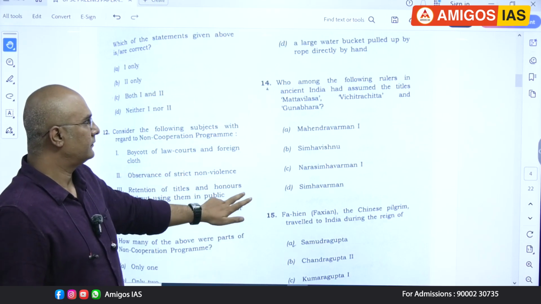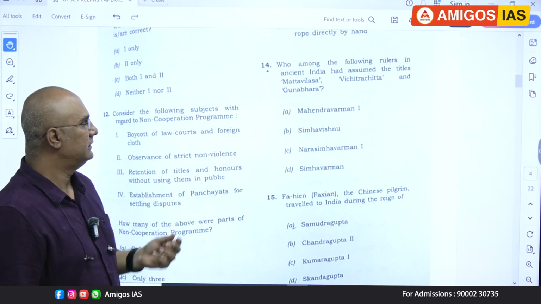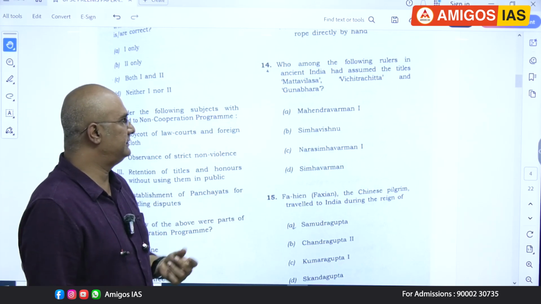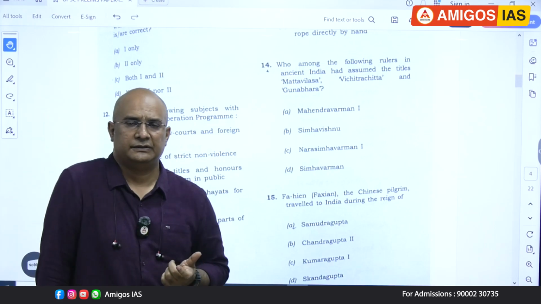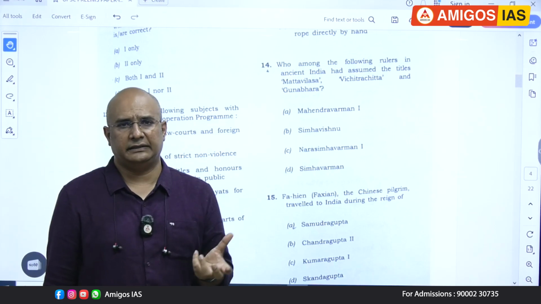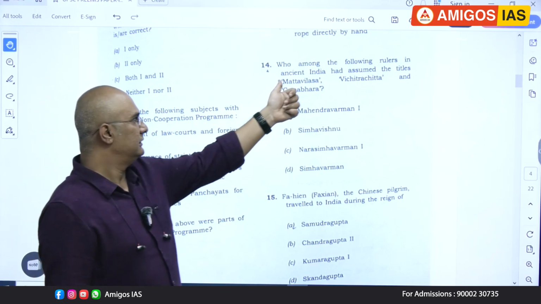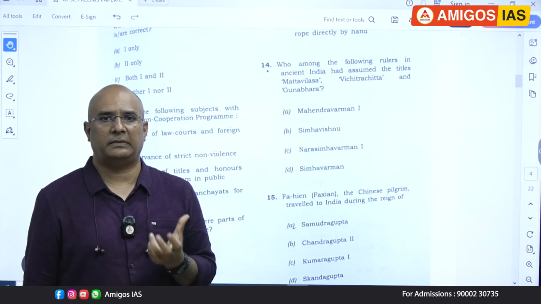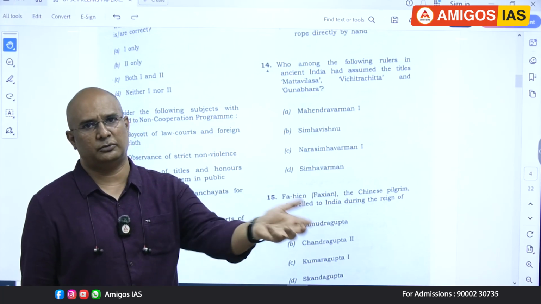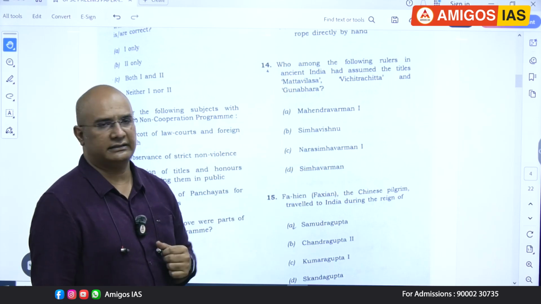Let us see that. Who among the following rulers in ancient India had assumed the titles Matta Vilasa, Vichitra Chitta, and Gunabhara? Now, slightly difficult, but still I'll say you can make an intelligent guess because there is a ruler in the Pallava dynasty called Mahendravarman I. He had written a book called Matta Vilasa Prahasana. Now, that's very, very clearly written there.